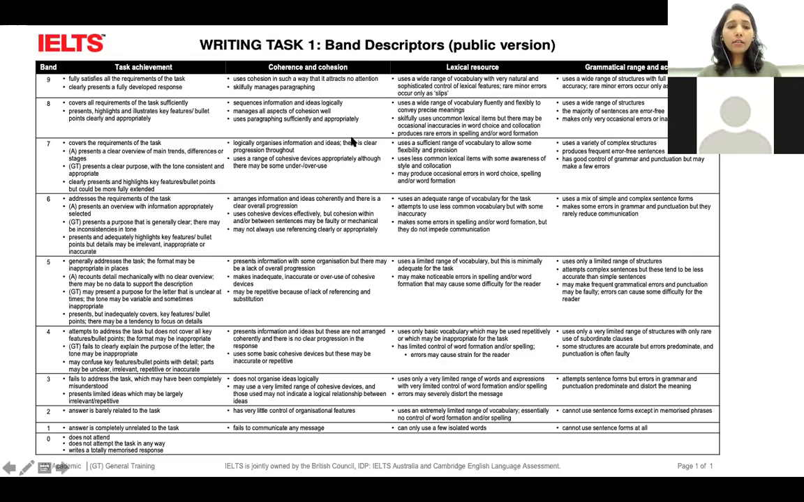All right. So linking devices or cohesive devices have to be used. Every sentence has to be connected to the previous sentence. You can overuse it, because if you're looking at band 7, they want you to use it. So even if it seems intentional, even if it seems purposeful, do it.